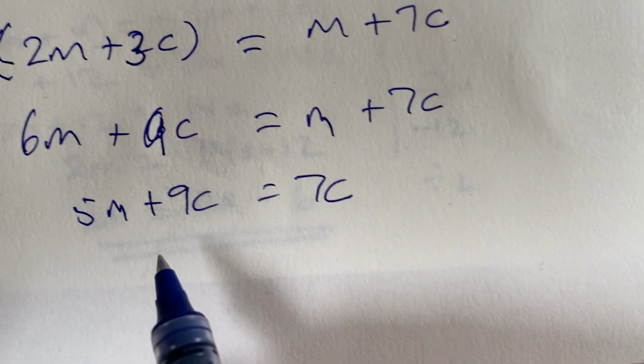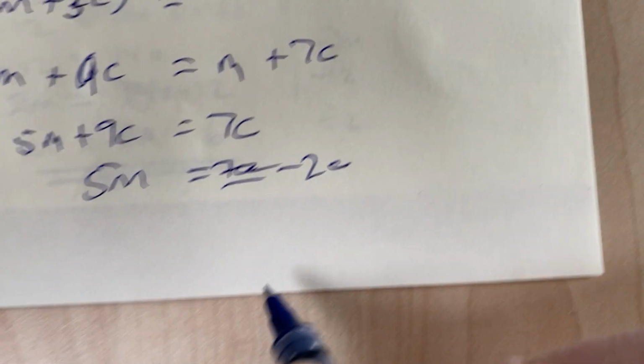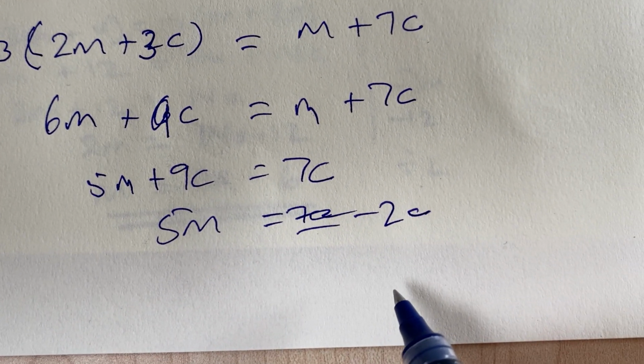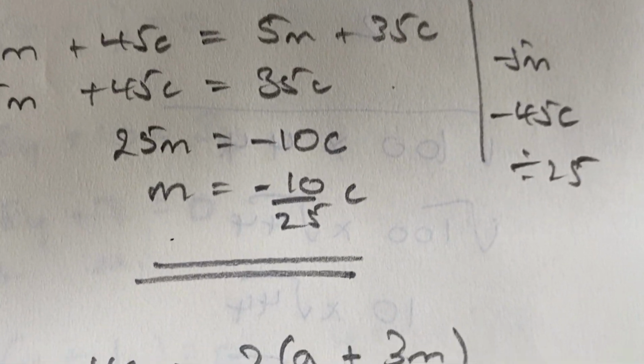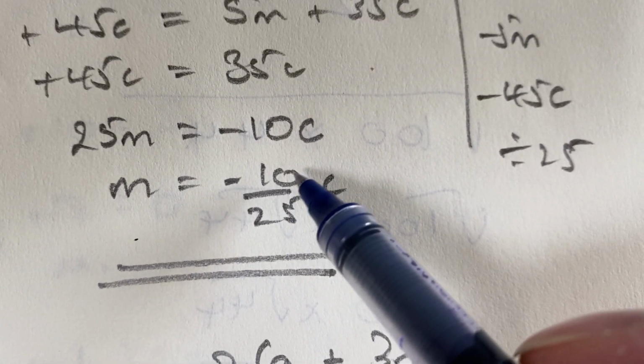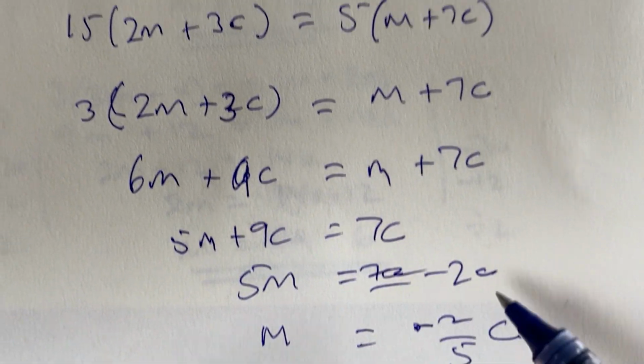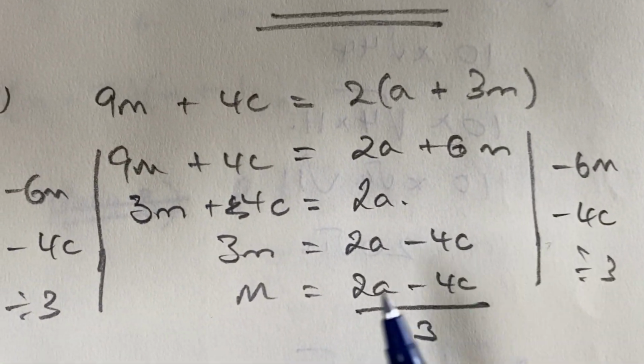Oh gosh, I can't write at the same time sometimes. And then take away 9c, so you get that equals minus 2c, and then m is 2 over 5c, so m equals minus 2 over 5c. Which, when I look at that, you can say, well, there we go, I can divide both sides by 5, so it becomes 2 over 5. Then D, right, what happens here?